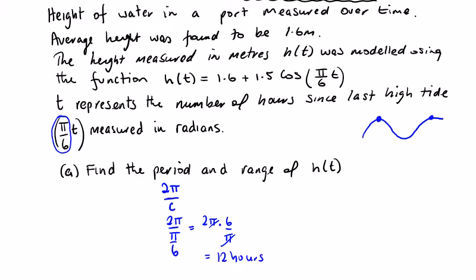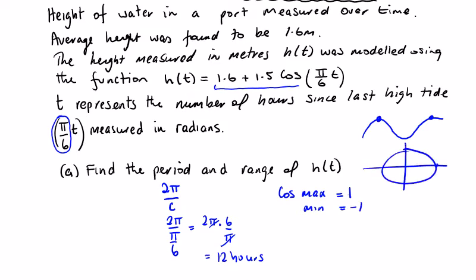Now the range is the max and min value of my function. So what's the max of cos? Cos max value is equal to 1 and the min is equal to minus 1. You know that from your unit circle, all these points for cos and sine. Sine max and min is 1 and minus 1 as well, up here and down here. So this being the point 1, 0 and so on.